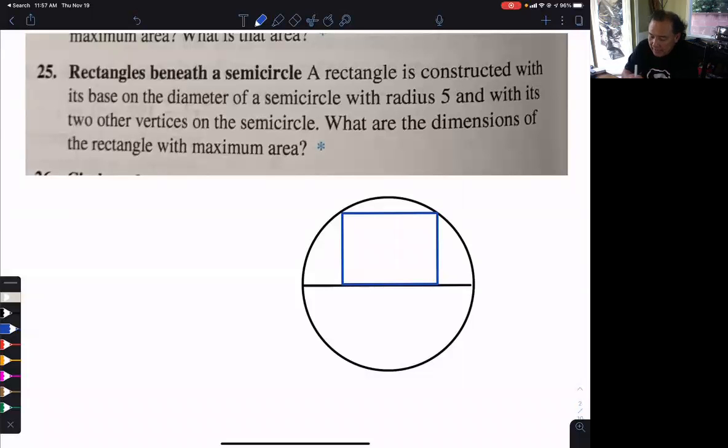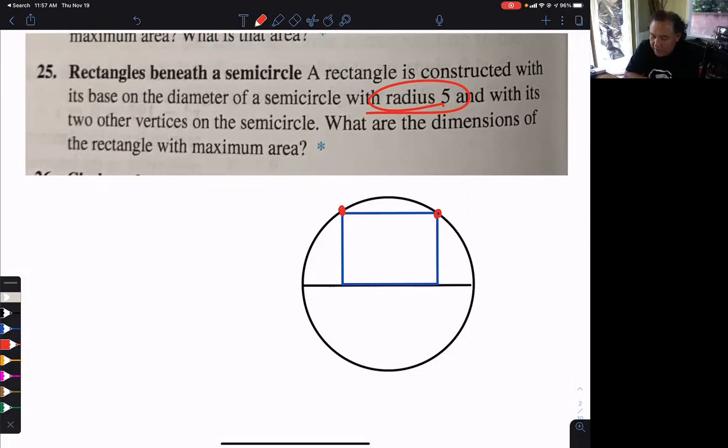So 4.4, number 25, we have a rectangle constructed inside of a semicircle, and they tell us a couple things. The base is on the diameter. So this base is on the diameter. The radius of the semicircle is 5. So we need to note that the radius is 5. The other two vertices are on the semicircle, which we can see there. They want the maximum area for that rectangle.